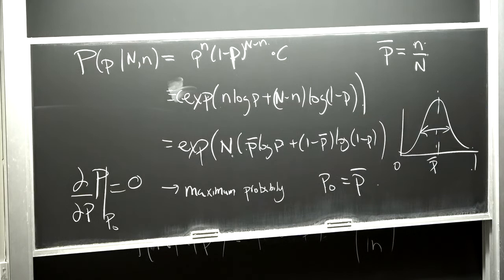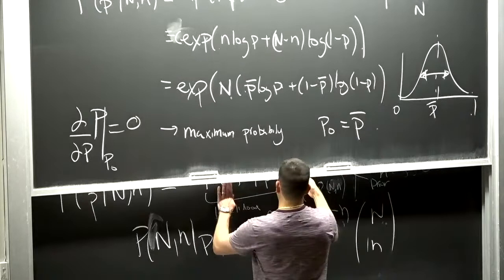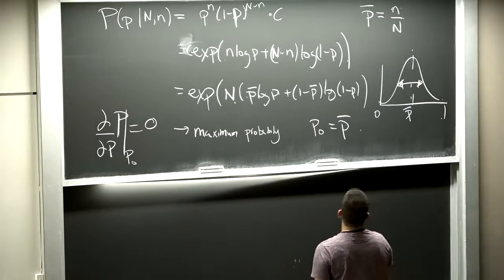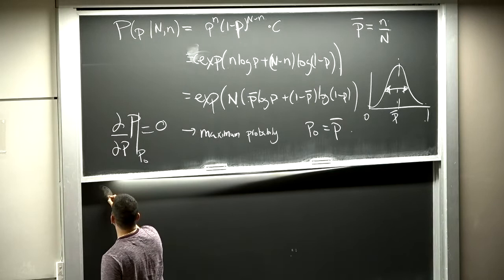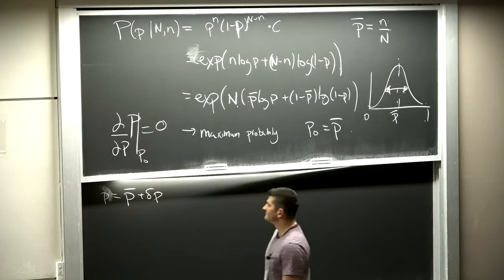So we're just going to Taylor expand this exponential. We know that the first term, the linear term, is 0 around the maximum. So the next term is the quadratic term. That's the thing that makes it look like a Gaussian. So we continue on. Let's expand p equal to p bar plus some delta p. We're going to expand around this middle point.